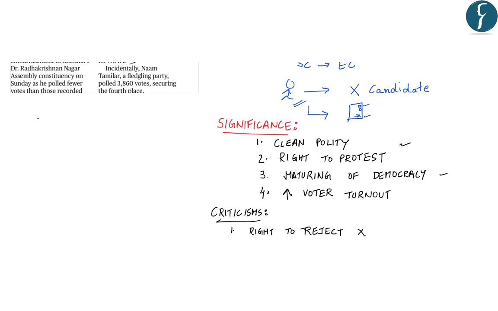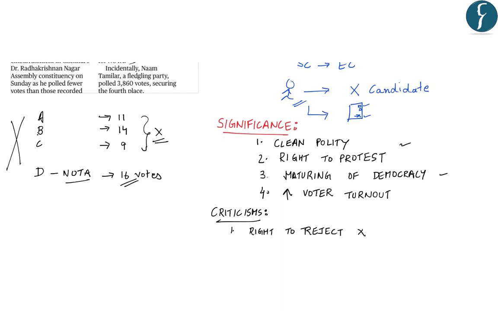In order to understand, let's consider there are 3 candidates and one is NOTA. Say this candidate registered 11 votes, this candidate got 14 votes, this candidate got 9 votes, and NOTA got 16 votes. By the first past the post system, 16 should be the winner. That means none of the above. But in our current system, this is not allowed. That means candidate B still becomes our elected representative, but the overwhelming majority voted for none of the above.